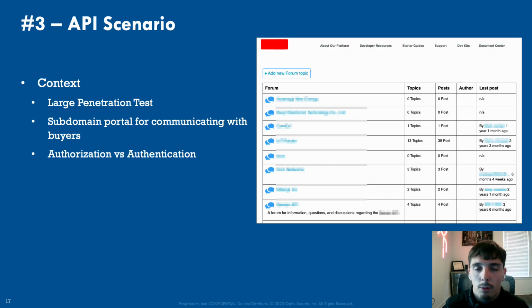So API scenario number 3. This is probably the coolest one, or the one I think is the most complex. Again, context: a very large penetration test for a very large company. During the OSINT and profiling phase, I found a subdomain portal for communicating with buyers. So they sell a product, and the buyers buy the product.